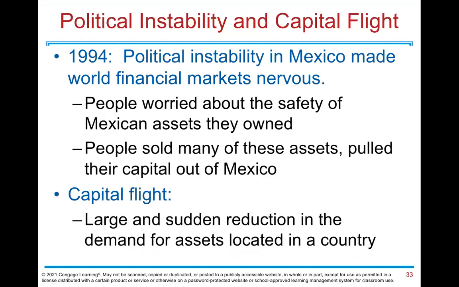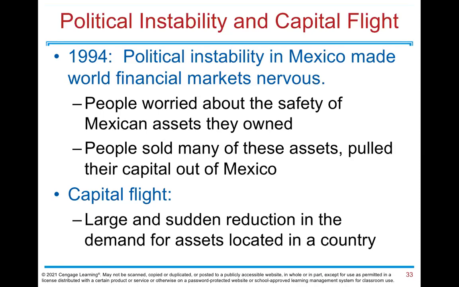So let's look at some examples. In fact, the 90s was a pretty wild time in terms of political instability and capital flight. There was a lot of sovereign default. So if you ever want to read about that, there was Argentina, Mexico, Russia, Southeast Asia, Thailand, Vietnam, all defaulted on sovereign debt, and that created a lot of political instability and capital flight.